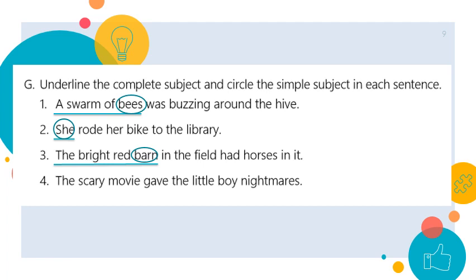Number 4. The scary movie gave the little boy nightmares. The scary movie. What I'm talking about here in the sentence, the scary movie, great. Now, this is the complete subject. Where is the simple subject? The noun in the complete subject is movie. Excellent. Movie is the simple subject. Great.